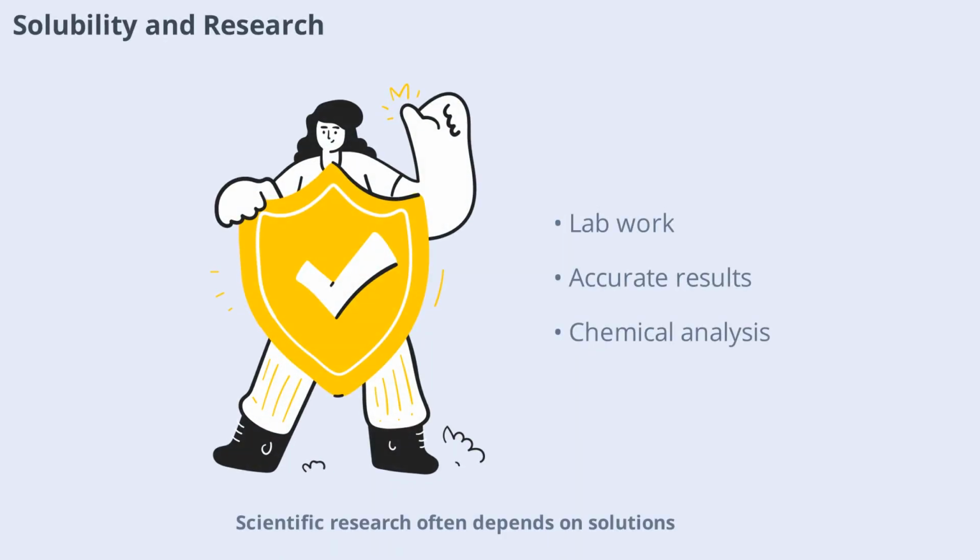Scientific research often depends on solutions. Chemists prepare solutions to carry out reactions, analyze substances, and study properties. Accurate measurements and understanding of solubility are essential for reliable results in the lab.